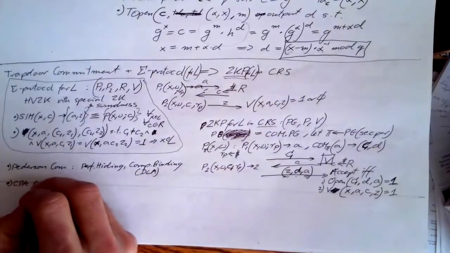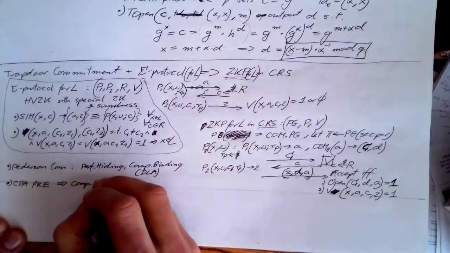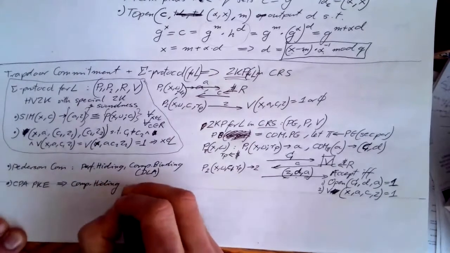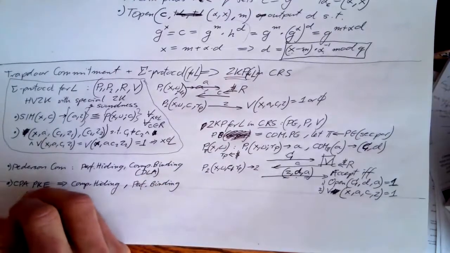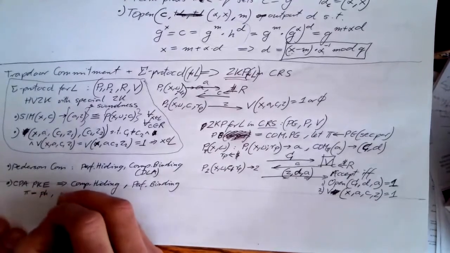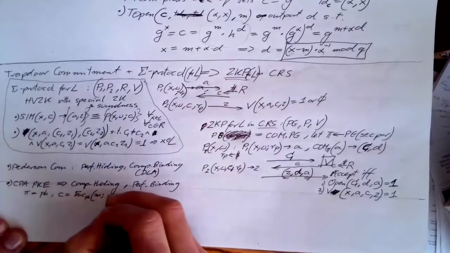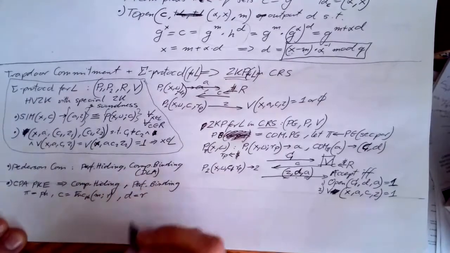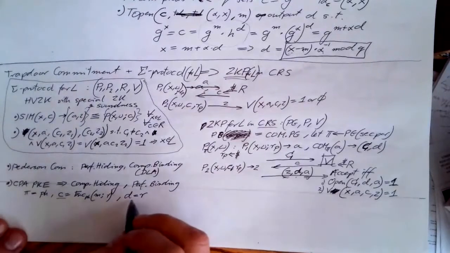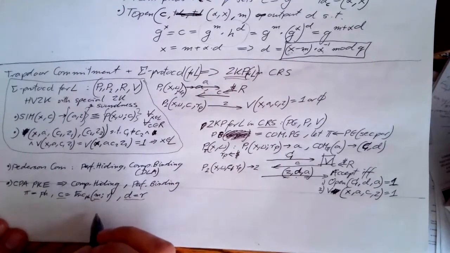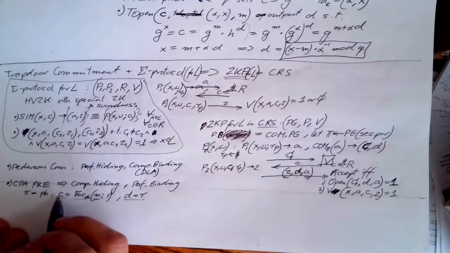CPA secure public key encryption gives you computationally hiding commitment, but perfectly binding. How? The parameters is the public key. The commitment is an encryption under the public key of a message using some randomness. And the decommitment is the randomness. And to verify a proper opening, given commitment, decommitment, and the message that you're decommitting to, the verifier simply recomputes the encryption in a forward direction and checks.